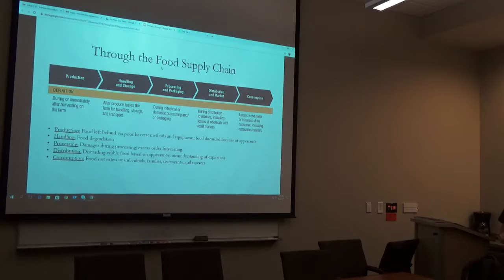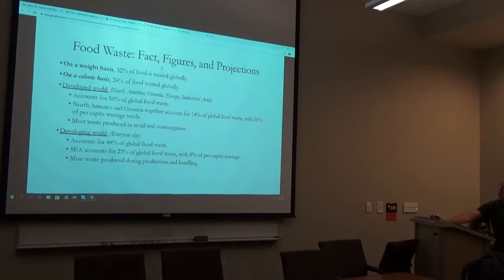Distribution. We're getting more into the consumer part of it, we're almost there. You discard edible food based on appearances. This happens a lot in retail stores. They're going to take food off the shelf that doesn't look good, because they know we're not going to buy it. And consumption, that's solely on us, no other way around it. It's food not being eaten by individuals and families, food restaurants won't serve because it doesn't look good, and the same thing goes for caterers.